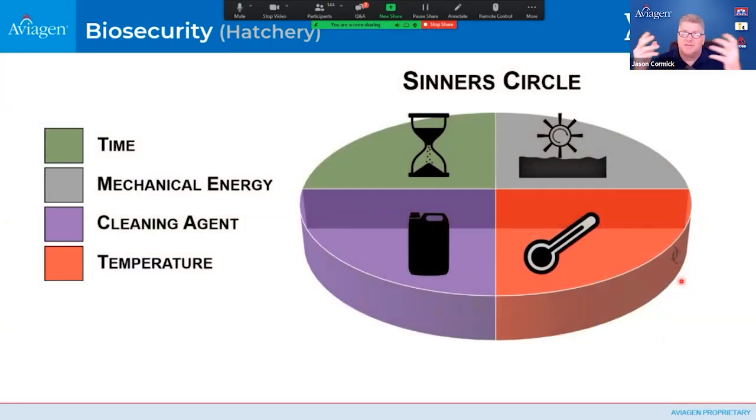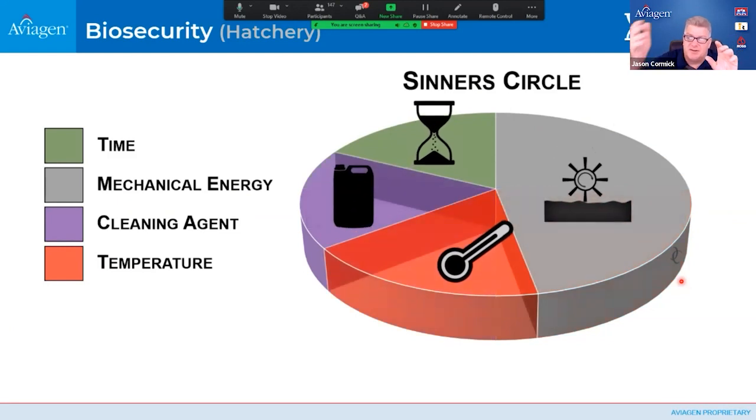Now, just so we know, we're going to start talking about the cleaning of the operation. First of all, I'd like to explain the Sinner Circle, because I'm still quite surprised not everybody knows about it. When you take cleaning, you can split it into 4 sectors: time, the mechanical energy, the cleaning agent, the detergent or whatever you're going to use, and the temperature. And by changing the amounts of these, you can increase or decrease the amounts of the others.